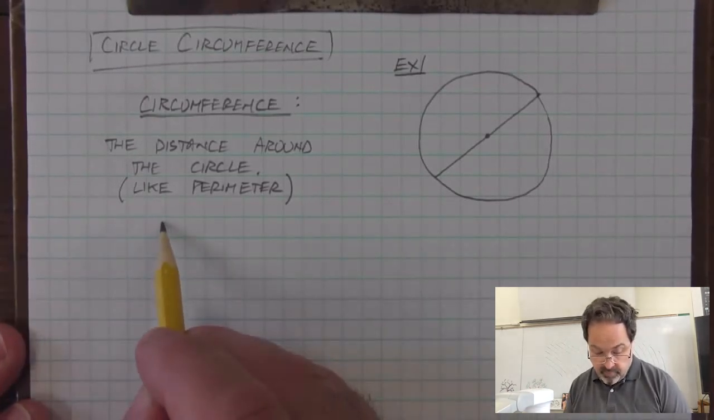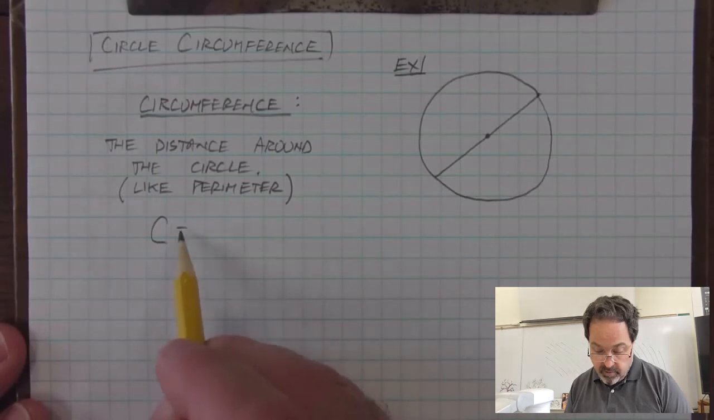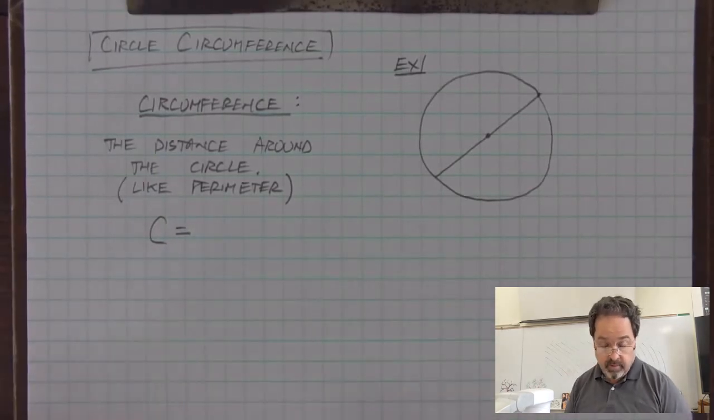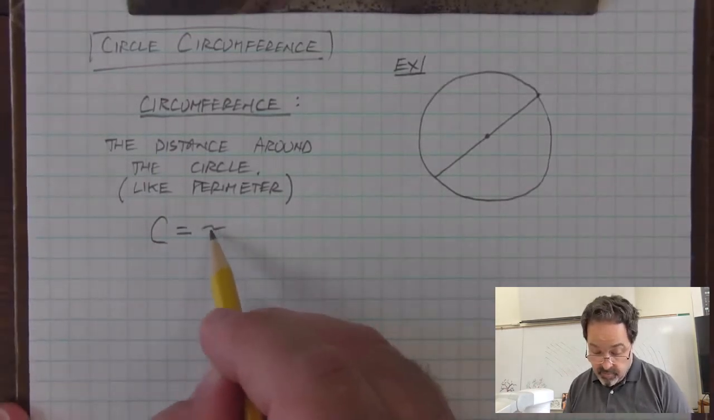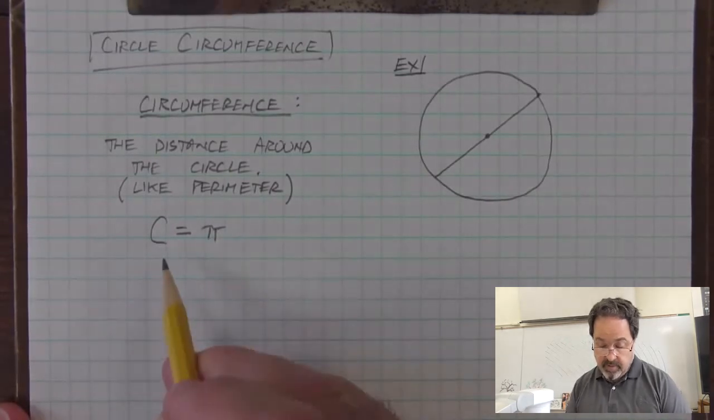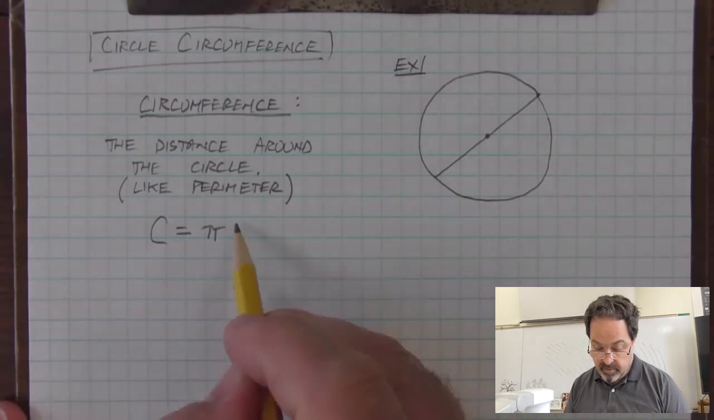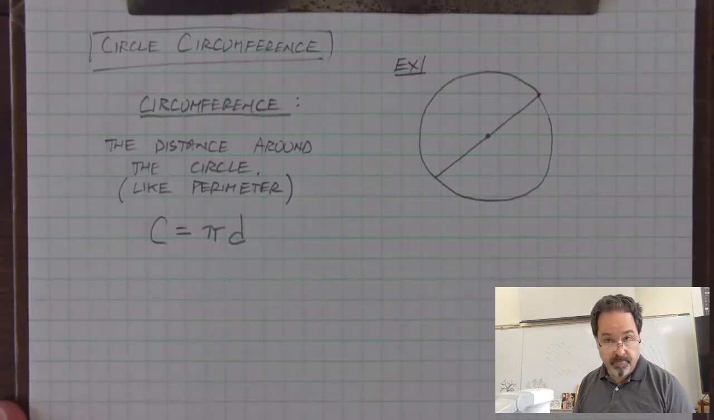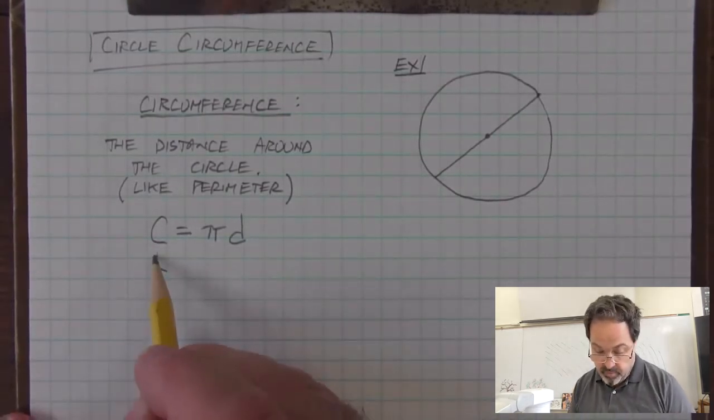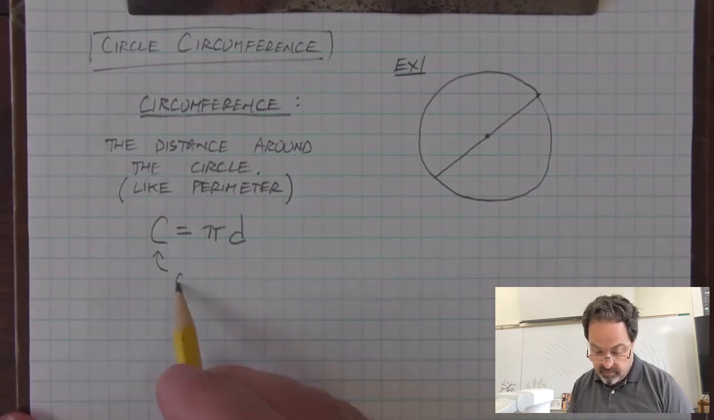The circumference of a circle has a formula that uses that special number pi. C for circumference is equal to the special number pi times its diameter. We can point to this variable c. It stands for the circumference.